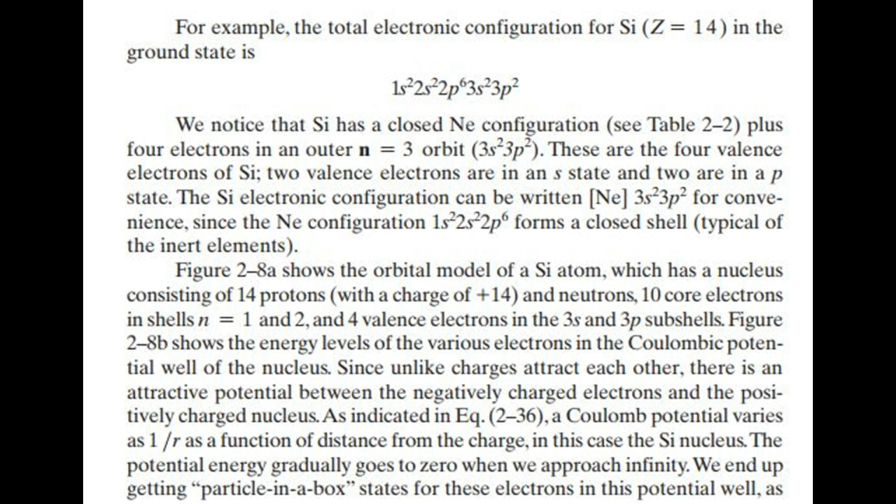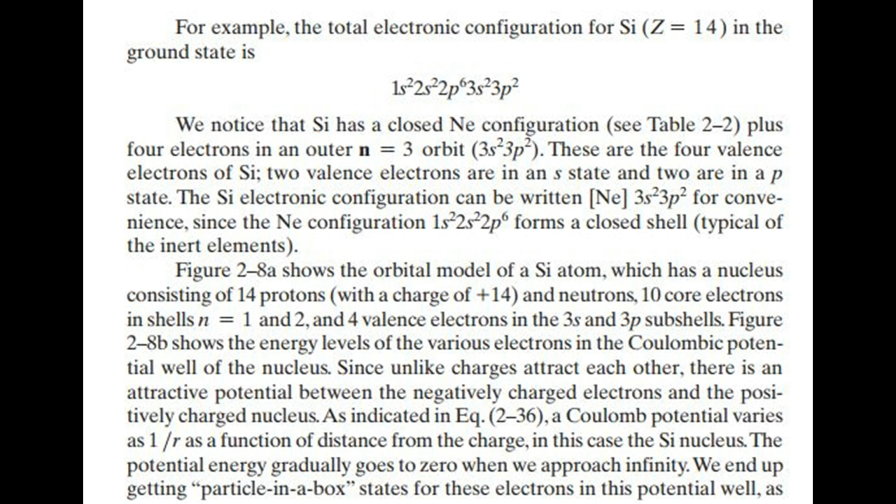For example, the total electronic configuration for Si, Z equals 14, in the ground state is 1s2 2s2 2p6 3s2 3p2. We notice that Si has a closed neon configuration, see Table 2.2, plus 4 electrons in an outer n equals 3 orbit, 3s2 3p2. These are the 4 valence electrons of Si, 2 valence electrons are in an s state and 2 are in a p state. The Si electronic configuration can be written [Ne] 3s2 3p2 for convenience, since the neon configuration 1s2 2s2 2p6 forms a closed shell, typical of the inert elements.